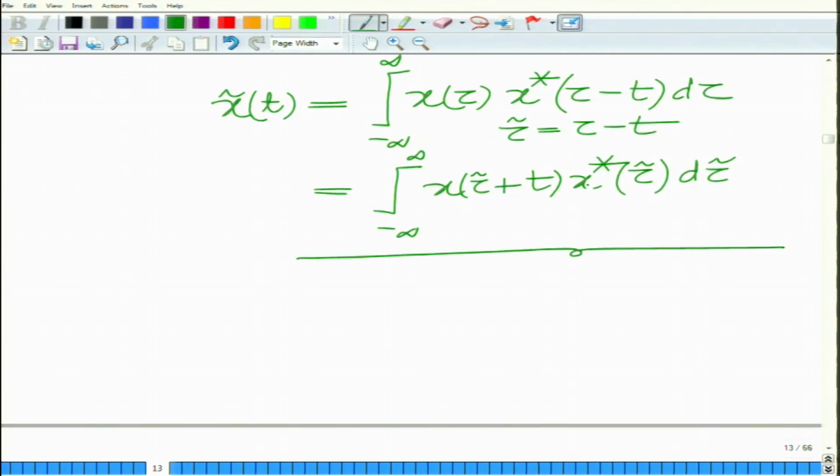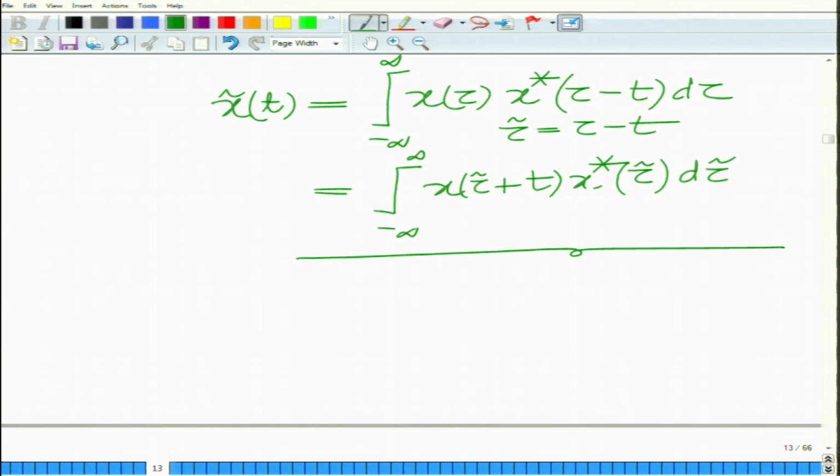So, what you are doing is multiplying x conjugate of tau with a shifted version, x of tau plus t, that is a time-advanced version by t, and integrating from minus infinity to infinity. This is a measure of the similarity between x conjugate of tau and its advanced version, x of tau plus t, and this is termed as the autocorrelation of the signal x of t.